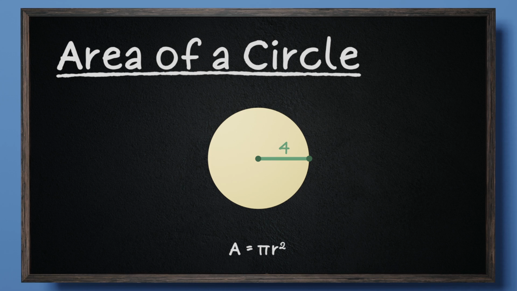For example, if circle D has a radius of 4 units, then after plugging in our value for r, we get a equals pi times 4 squared. 4 squared equals 16, and pi times 16 equals approximately 50.24 square units of area. In conclusion, we have built upon our knowledge of the circle and studied some of its main properties. In the next lesson, we will discuss how to plot circles on the coordinate plane.